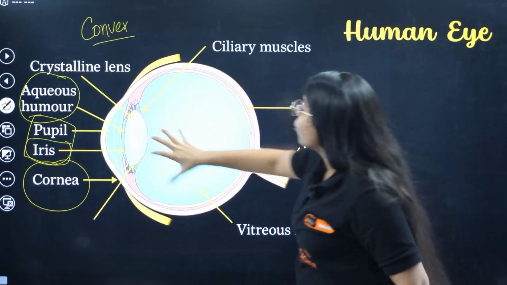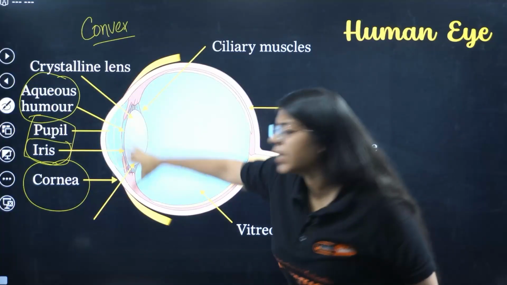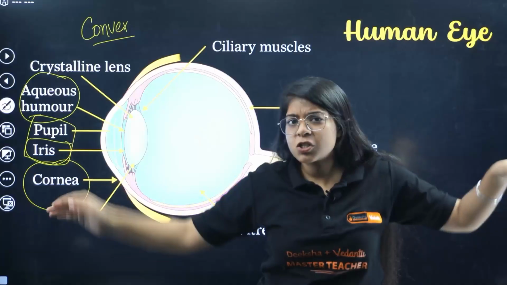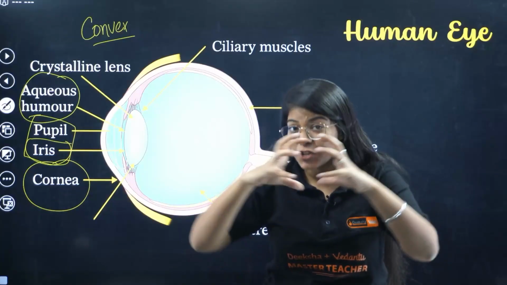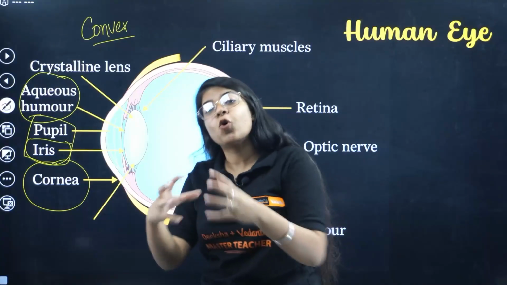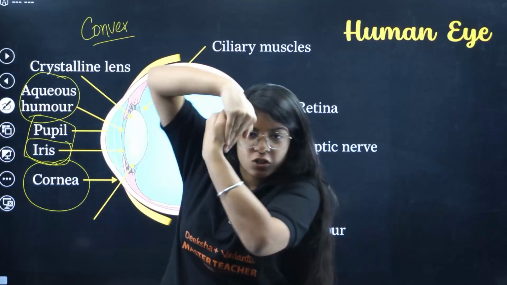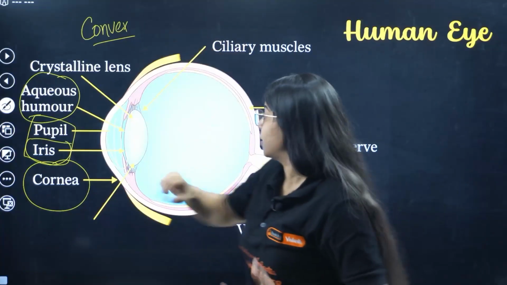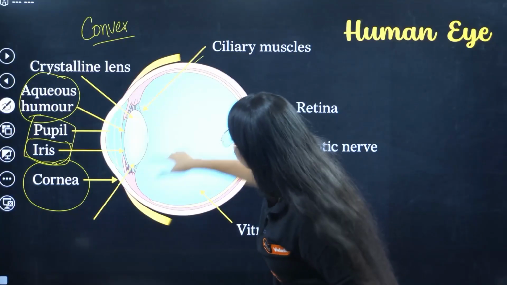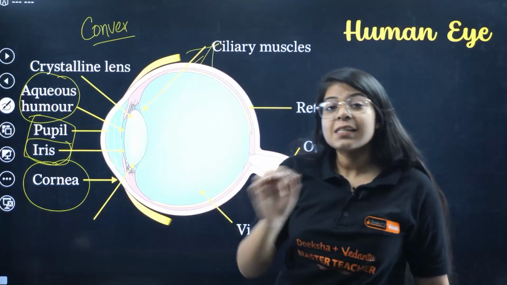Done. Now, this crystalline lens is not swimming in the eye, right? It is there at a position. What is holding that crystalline lens? That is my ciliary muscles. This is my lens, and these are the ciliary muscles. Both of these are ciliary muscles.